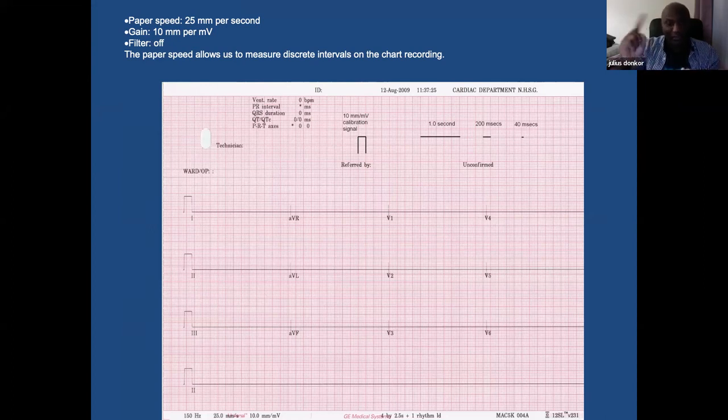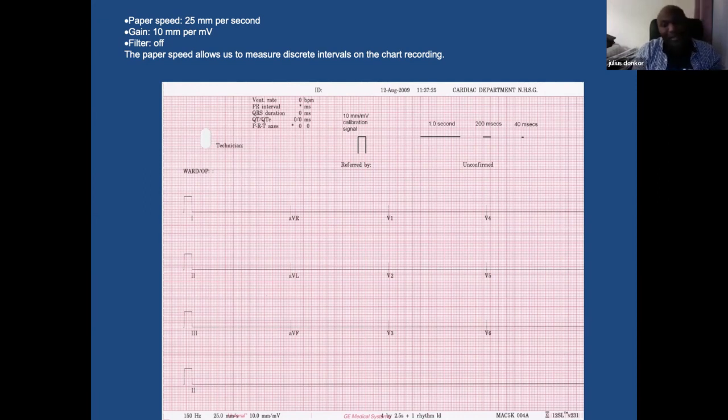So always check 25 millimeters per second sweep speed, and 10 millimeters per millivolt voltage gain, which you can also see at the bottom. The other thing to watch out for is the frequency. It is often 0.05 or 0.5 hertz to 150 hertz. That's the bandwidth, the frequency range in which the machine is collecting signal.